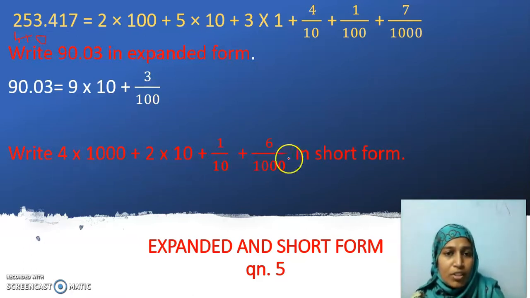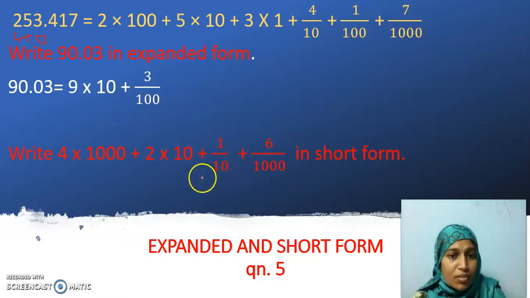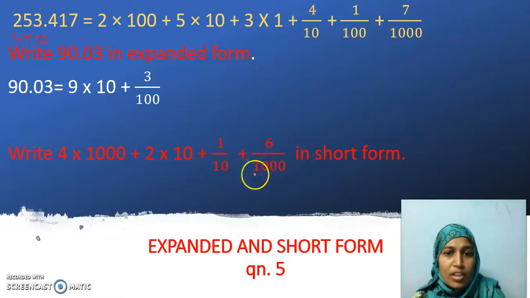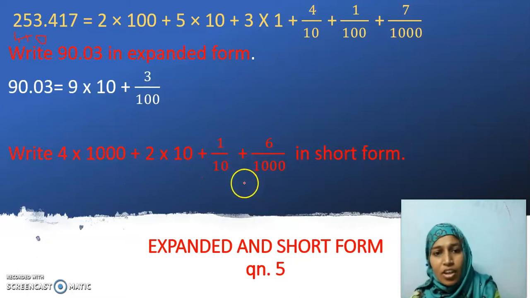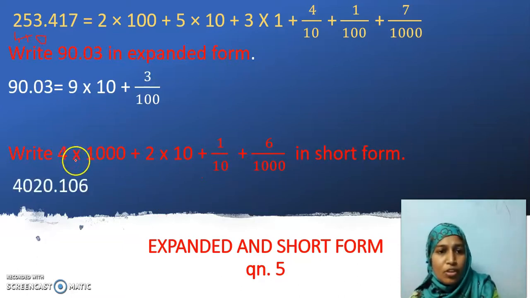Now tell me the answer for this. We have 4 into 1000 plus 2 into 10. Then I have 1 by 10. So after this we will have a decimal point. Is it clear, my dear children? This denominator gives us an indication that these are all decimal part. Okay, these are all whole part and decimal part. Now what is the answer? Got it? Check your answers now. Very good.